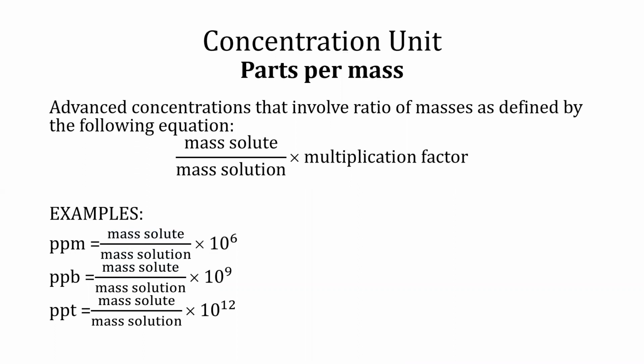In advanced concentrations that involve a ratio of masses as defined by the following equation, mass of solid divided by mass of solution times the multiplication factor, we have ppm, or parts per million, which has a multiplication factor of 10^6; ppb, or parts per billion, which has a multiplication factor of 10^9; and ppt, or parts per trillion, which has a multiplication factor of 10^12.